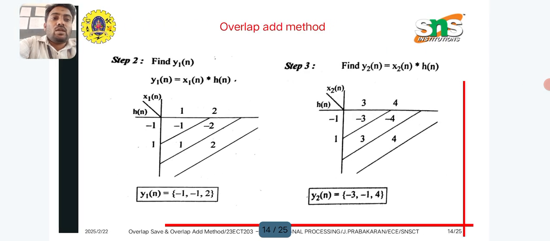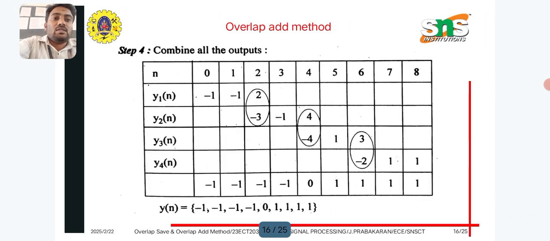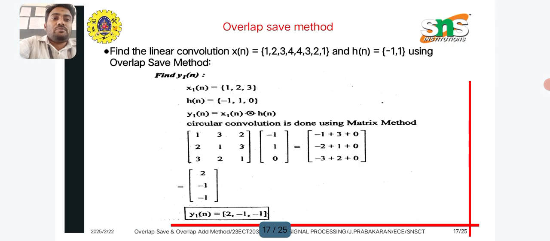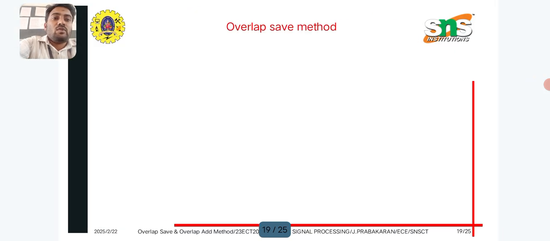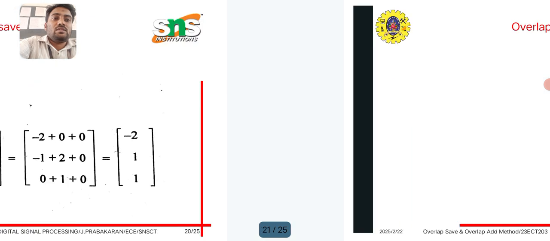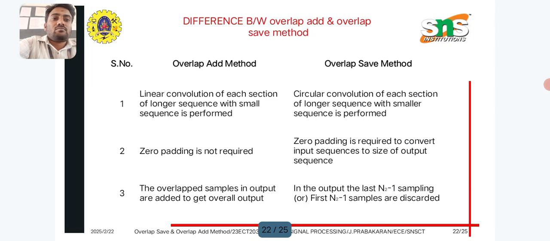This is one example of the overlap add method. Okay, an example of the overlap save method. And this is the difference between the two methods, the overlap add method and the overlap save method. Zero padding means adding zeros to the subblocks.